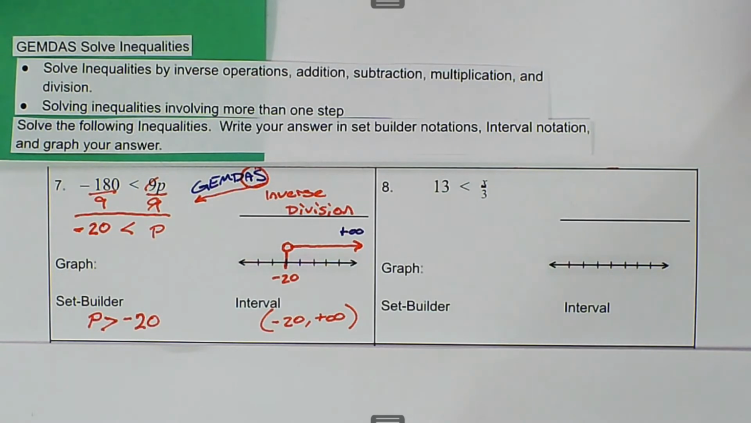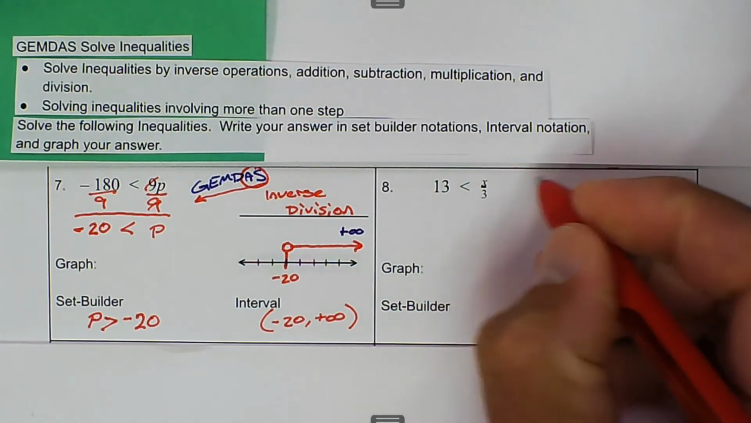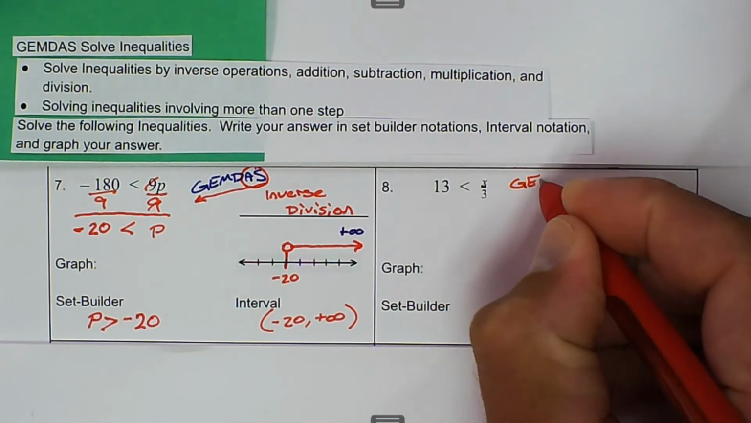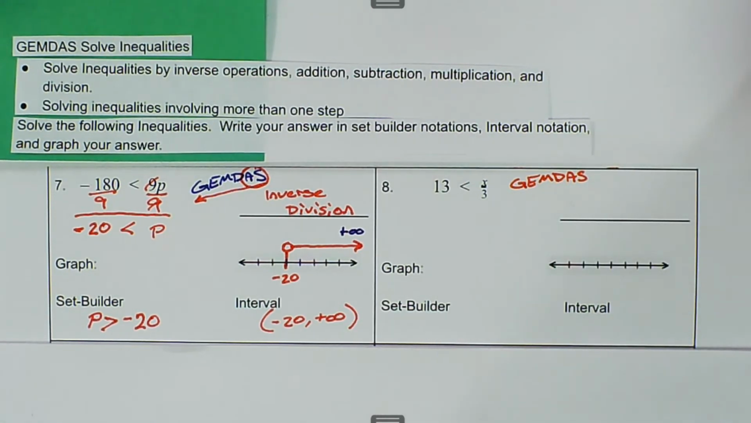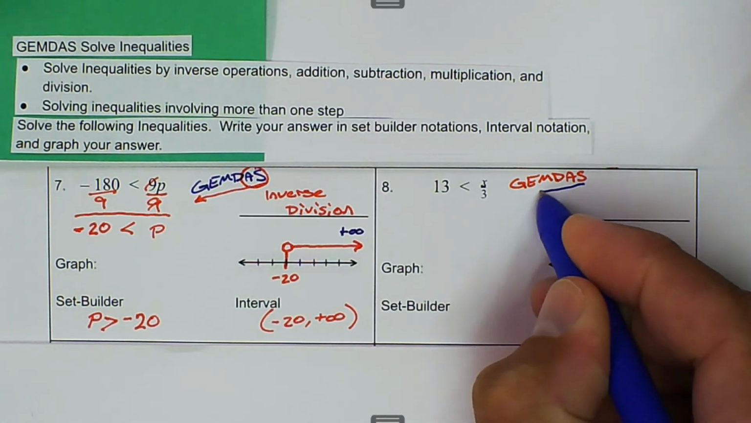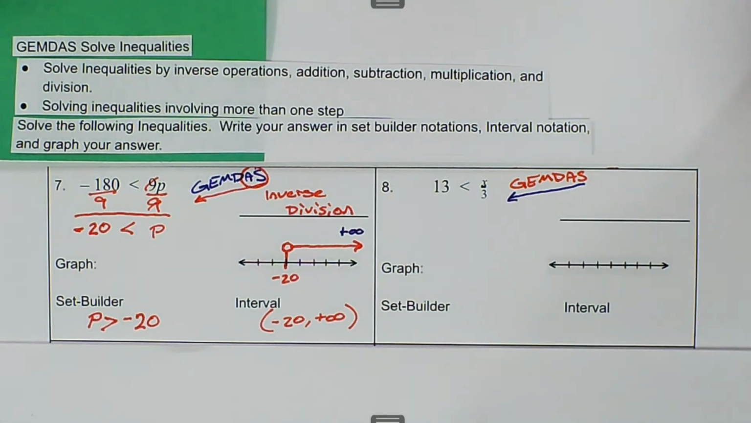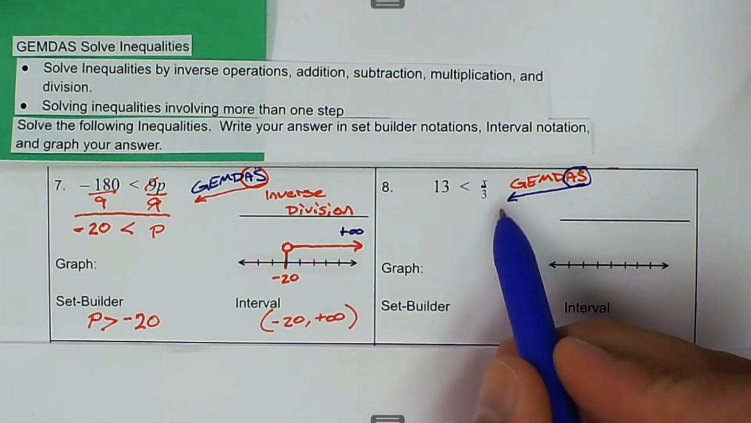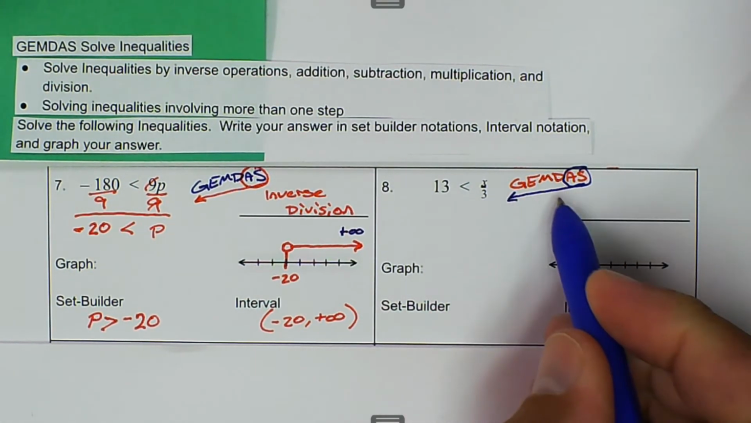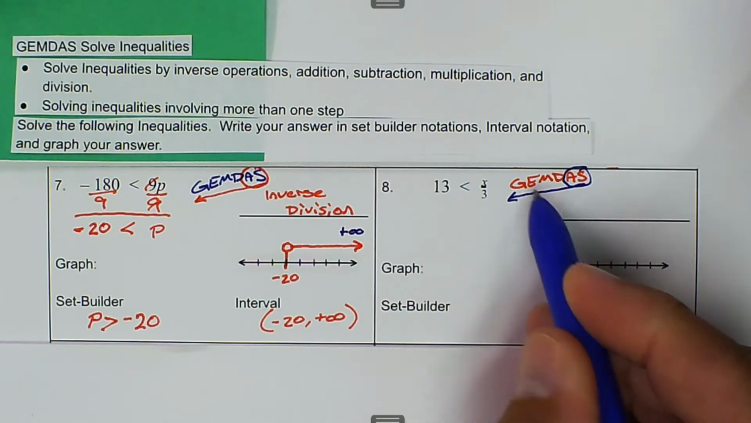If we look at the number 8, it's going to be a similar process. So we're going to still solve using GEMDAS. So I'm going to write that down. And when we solve, we know that we always start from subtraction and addition and work our way back to groups. So we look, do we have any addition and subtraction? No, we don't. So we have division.